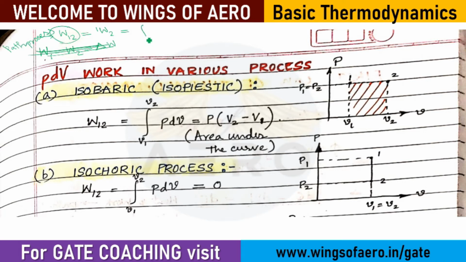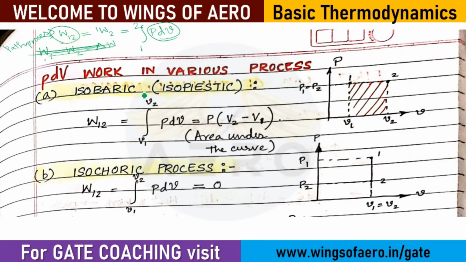now for the path process, what is that? From 1 to 2, P dV. So here the volume is changing. Now we have seen lots of processes, and we will check for the respective process how the area under the curve varies. From here you can understand in more detail.